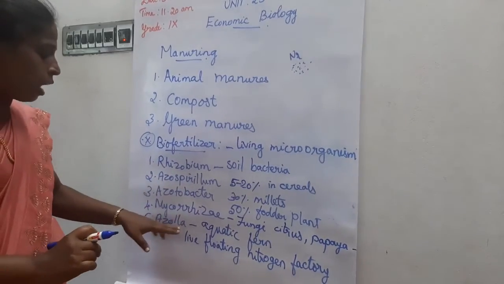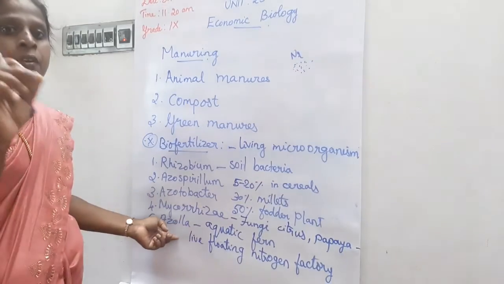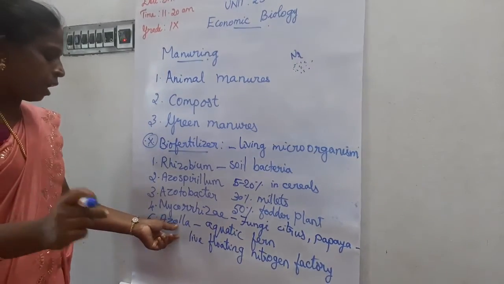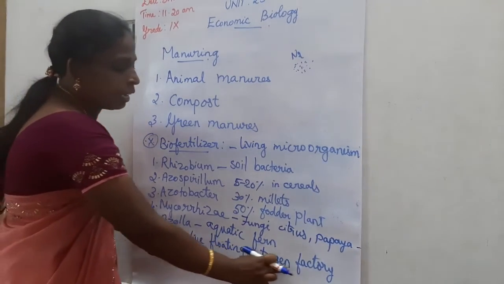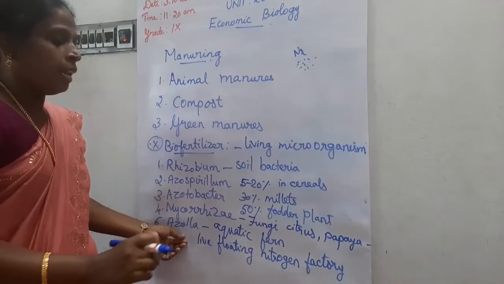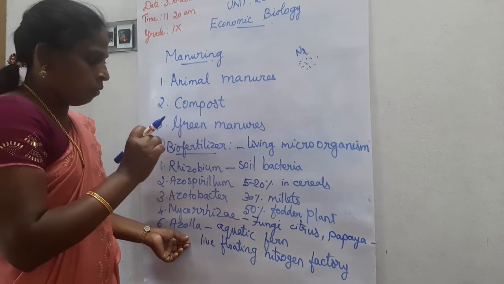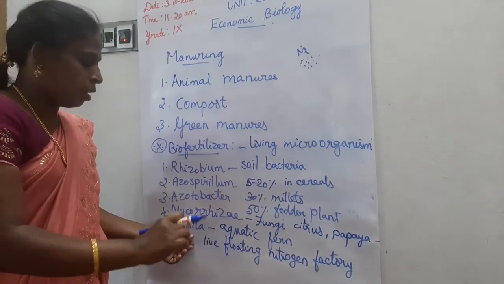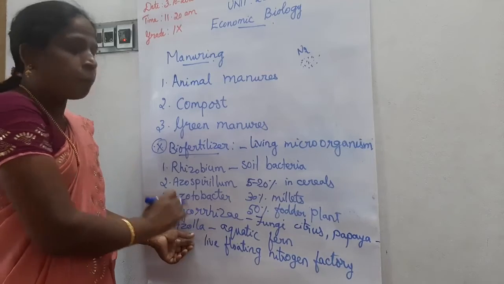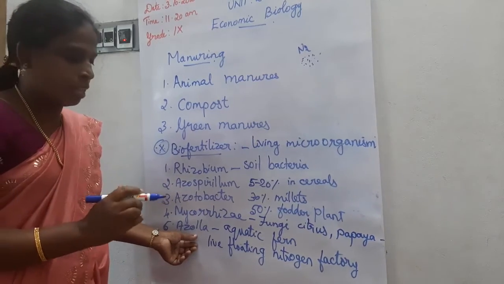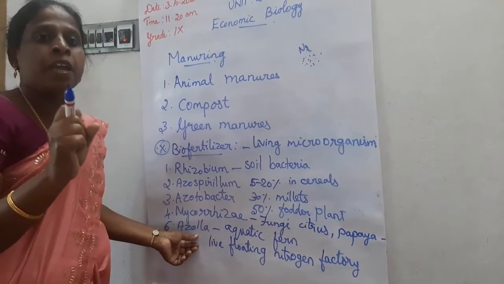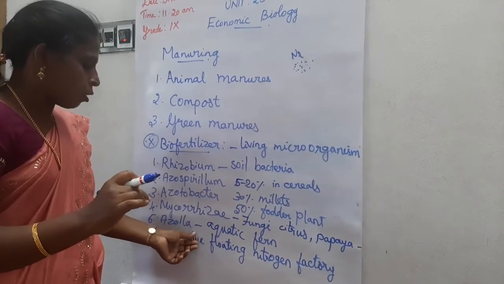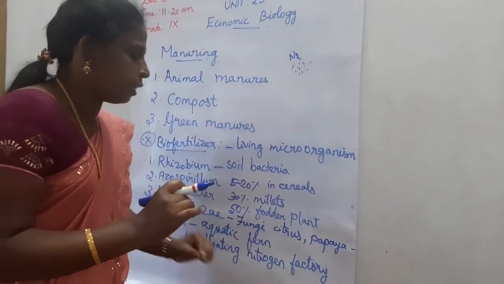It consists of blue-green algae. It consists of cyanobacteria which can be symbiotically associated with Anabaena. This azolla is called the live floating nitrogen factory because it fixes nitrogen. When atmospheric nitrogen is fixed to the soil, the azolla obtains energy from photosynthesis. So azolla is otherwise called the live floating nitrogen factory.